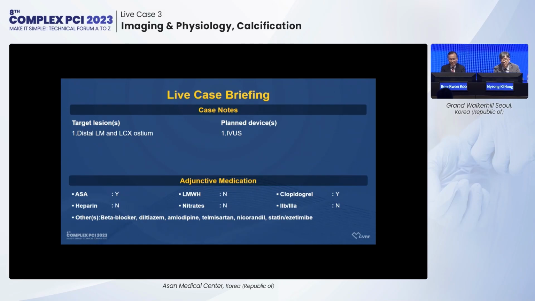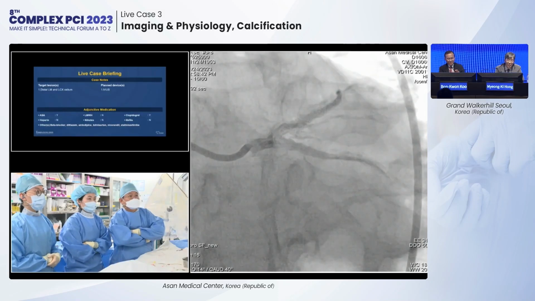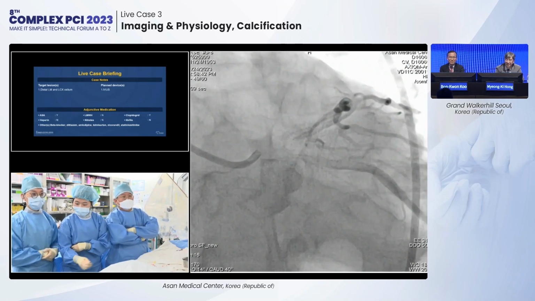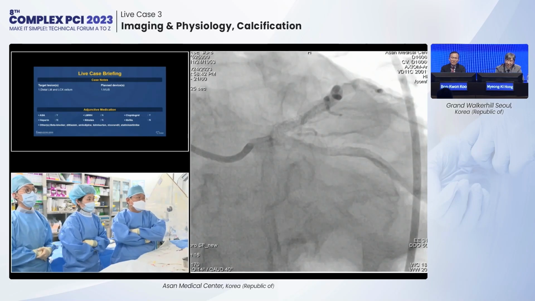Okay, what is today's angiogram? Could you show us the angio? Yes. This is today's angiogram.